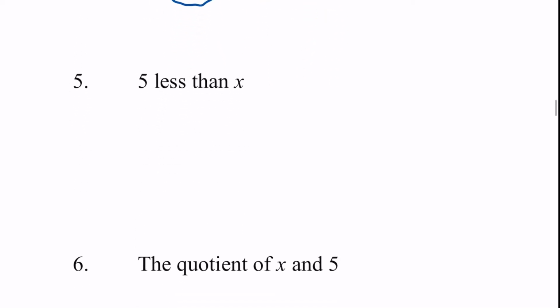Number 5, 5 less than x. This is less than, so we're going to be doing some sort of subtraction here. We just have to think about which one is larger, the x or the 5. So 5 less than x means that x is going to be the larger value. In this case, we're going to start with the x, and we're going to subtract the 5 from it.